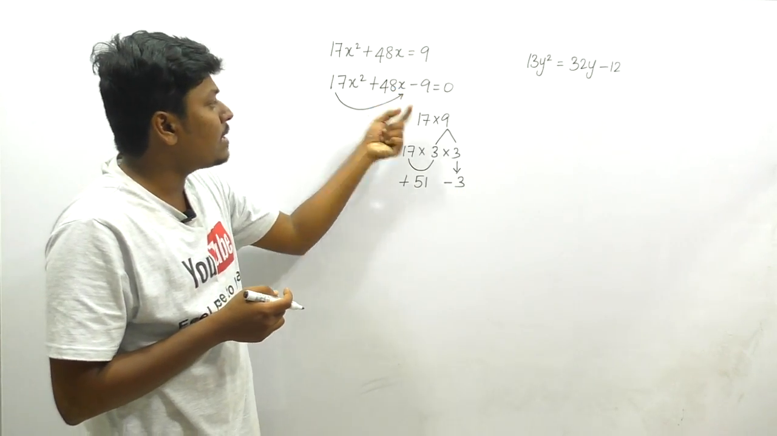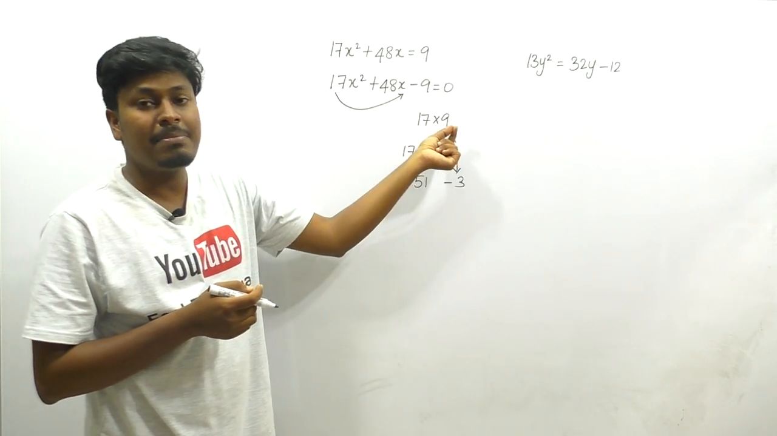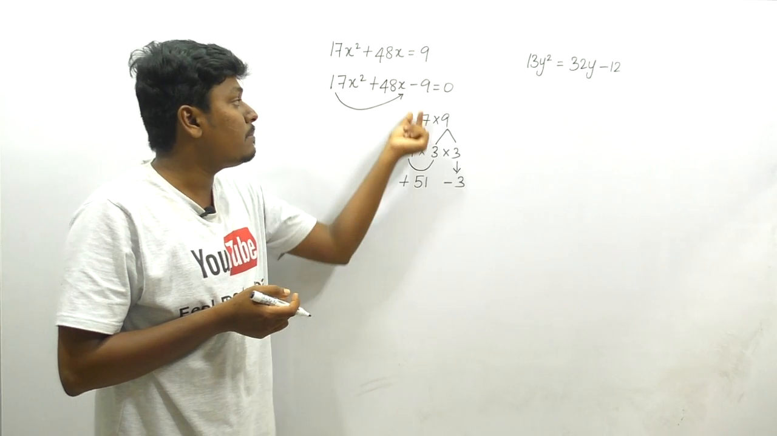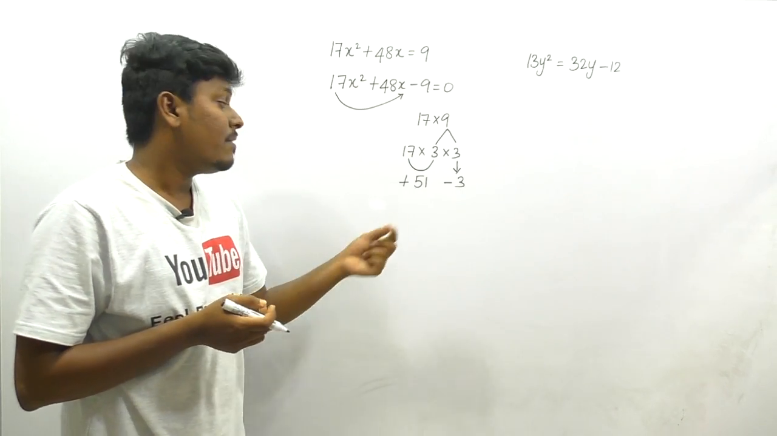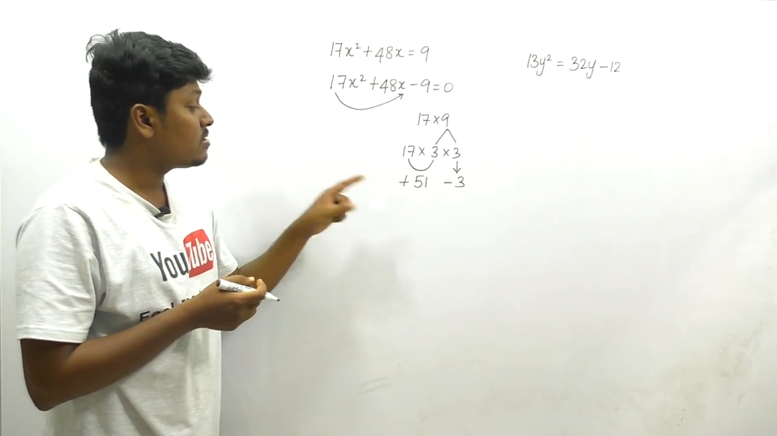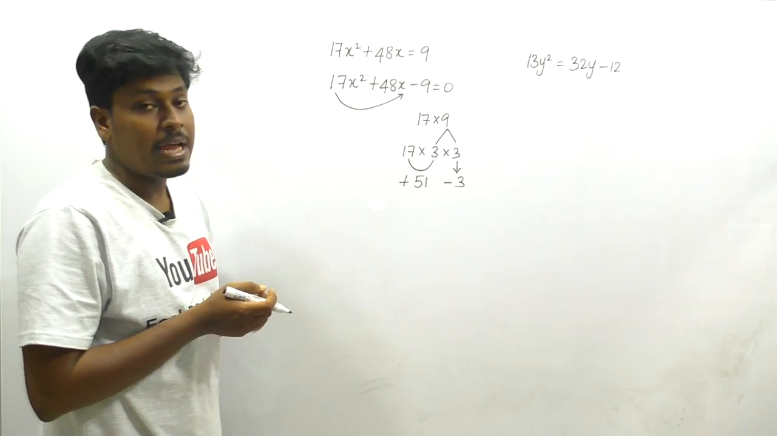Only target on minus. Don't bother about this number and multiplying and waste your time, right? Our only target is, when we multiply both the numbers, to get minus. When we add both the numbers, our target is to find plus 48, right? So finally I got the factors 51 and minus 3.